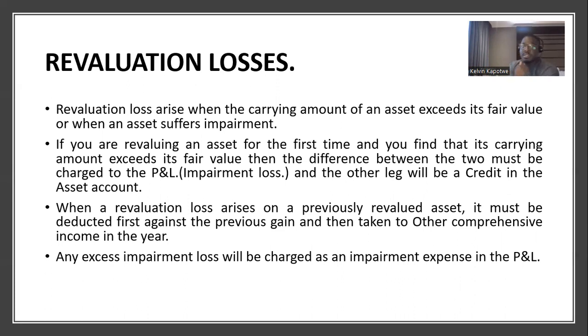So I'm going to credit the revaluation surplus account with the revaluation gain. Okay? And then the debit is going to go in the asset account to restate it to its fair value. And then we are going to record the gain under other comprehensive income. Okay, so that's how you must account for it.